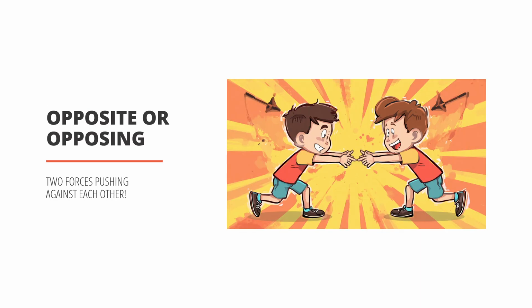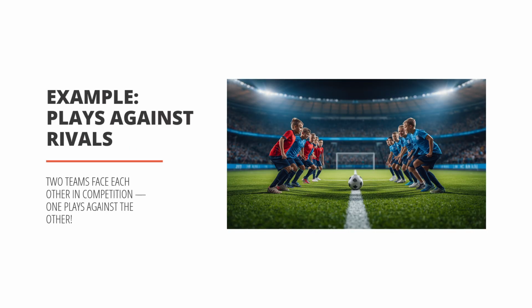Against can also mean opposite or opposing. When two things are against each other, they are pushing in different directions. Think of two children pushing each other gently during a game. Here is another example. The team plays against their rivals. This means the team competes with another team. They are opponents in the game.